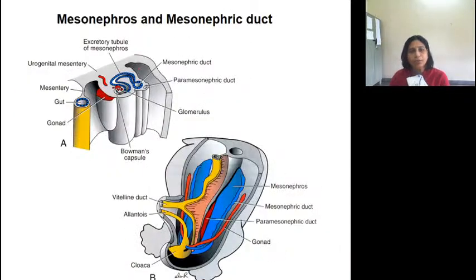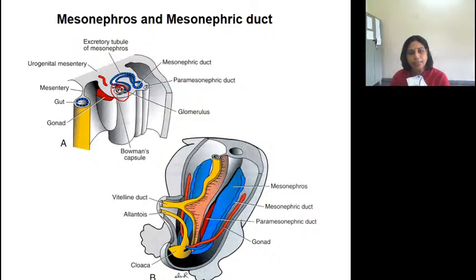Here is the structure of the mesonephric tubule. For any excretory part, whether it is the mesonephros, pronephros, or the metanephros, there will be an excretory part and a collecting part. This is the excretory part where you see the formation of the excretory tubule, the Bowman's capsule-like structure, and the glomerulus. The glomerulus is nothing but a tuft of capillaries.